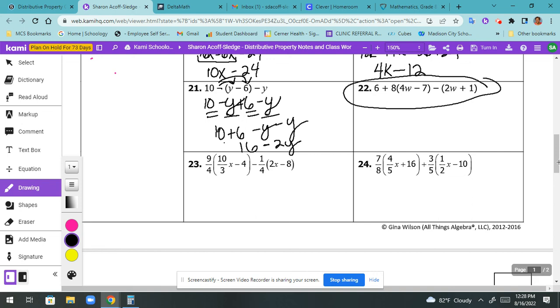Okay, so we're going to distribute this fraction. So 9/4 times 10/3 x minus 9/4 times 4. And this is going to be minus 1/4 times 2x. And then a minus 1/4 times a minus 8. Now you all simplify that and tell me what you get.